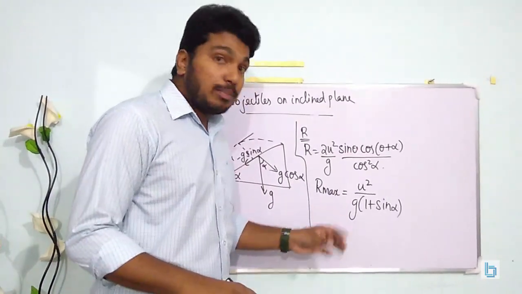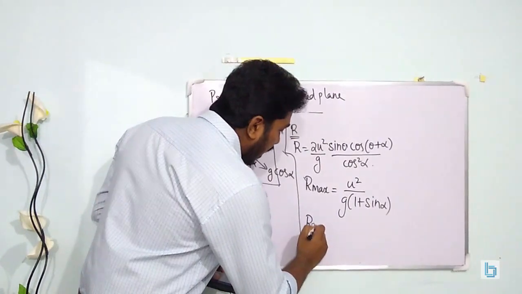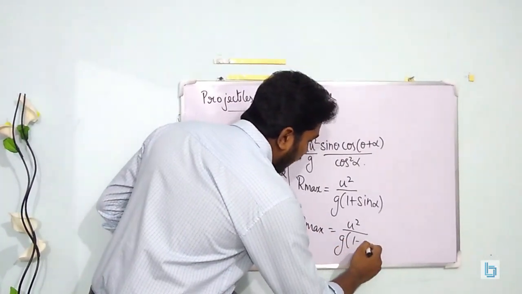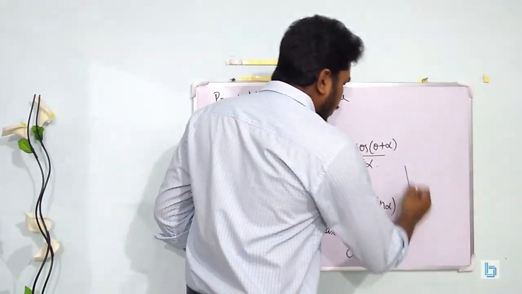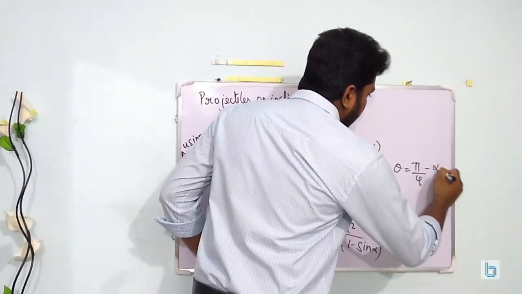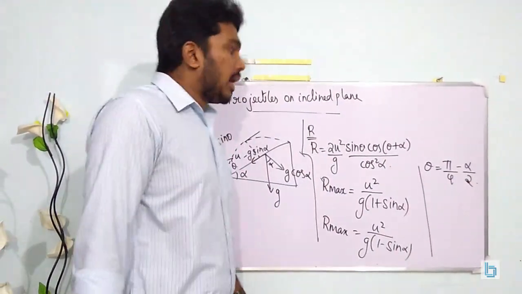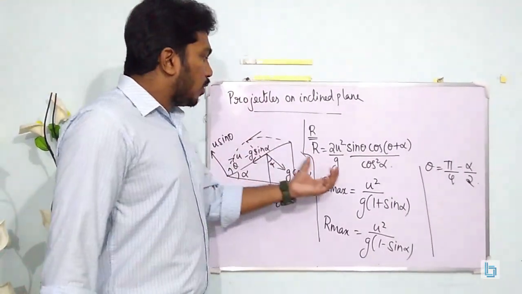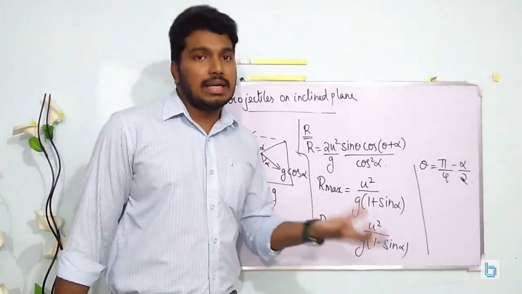Okay, so suppose the inclined plane is inclined downwards, താഴത്തേക്കാണ് inclination എങ്കിൽ r max will be equal to u square by g 1 minus sin alpha. Okay, and you can write the angle theta is equal to pi by 4 minus alpha by 2. Okay, the angle at which the range is maximum. Clear? So we have discussed about horizontally launched projectile and oblique projectile and about a projectile on an inclined plane.